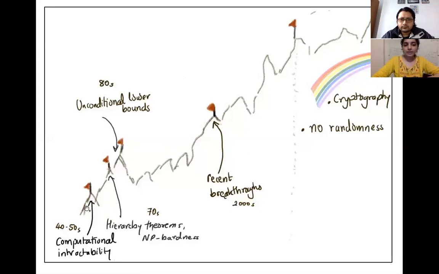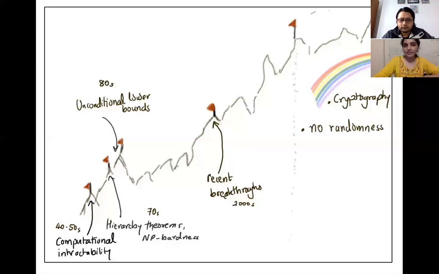So in the 40s and 50s, this Cantor-like diagonalization proof revealed that there are intractable problems. As I said, this was simultaneously happening while computers were being built. This is World War time and so on. In the 70s, this whole theory of NP hardness came up.